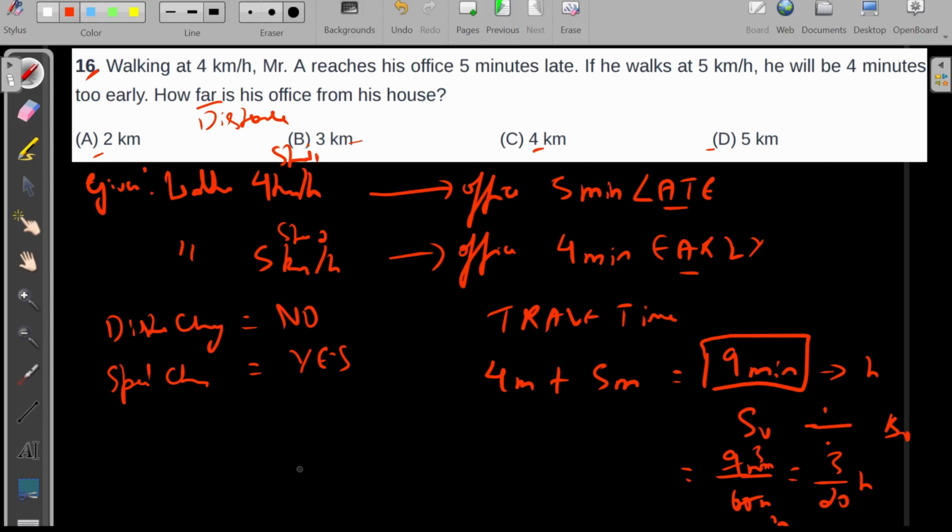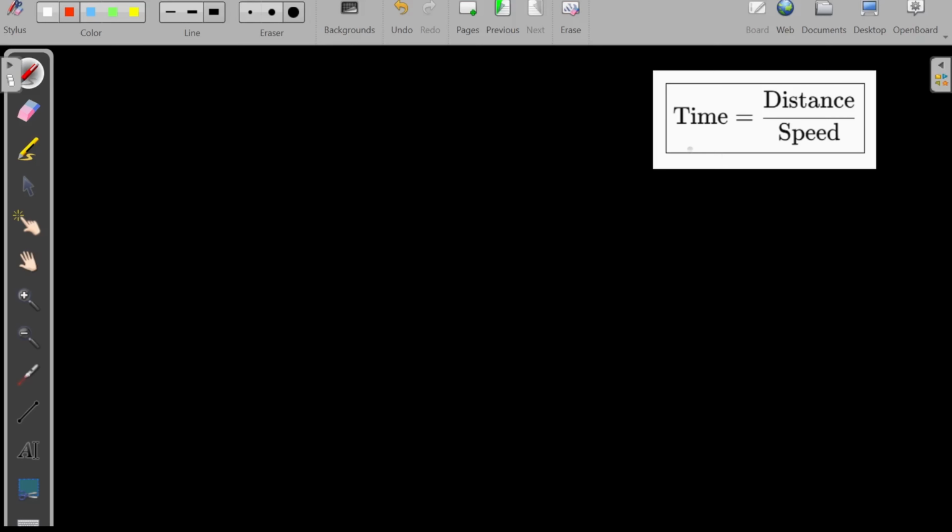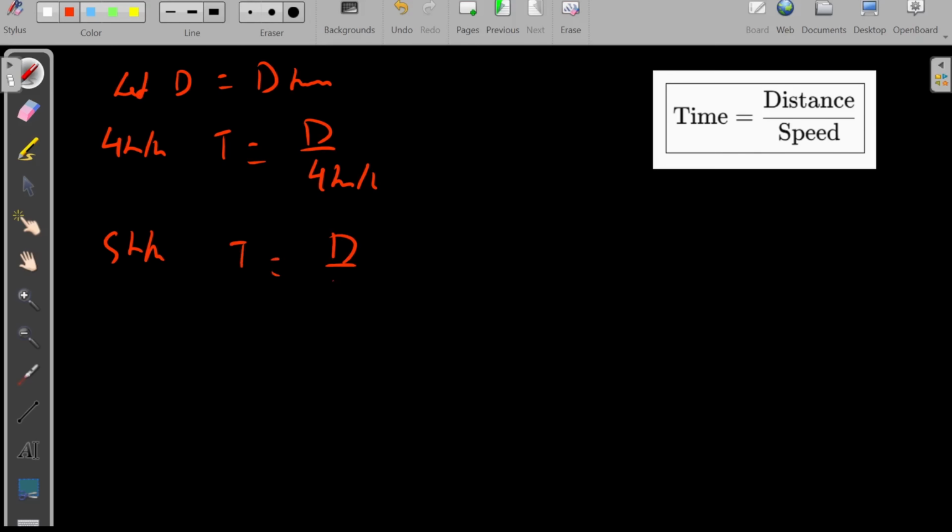So our next step would be to use the time formula, which will look something like this. Time equal distance over speed. Now we don't know our distance, so I can write let distance equal d kilometer. Now time at 4 km per hour, I can write distance over speed, which is 4 km per hour. What about time at 5 km per hour? So the time equal distance over 5 km per hour.